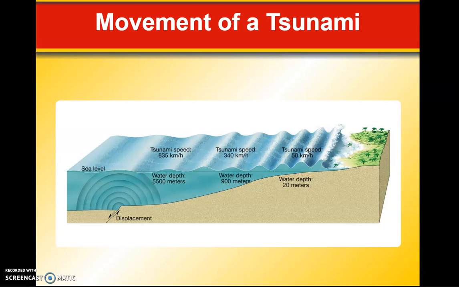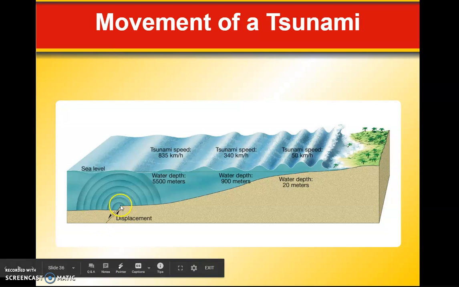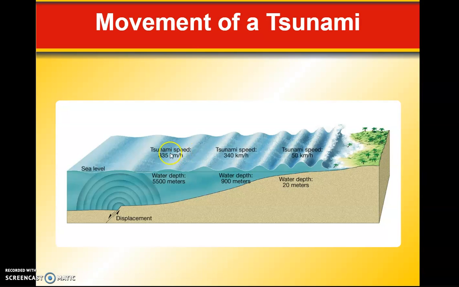Here we can see, and this is going to be on your worksheet as well, the displacement occurring and then the waves traveling out. Out here, the tsunami is traveling very, very quickly because there's not a lot of anything to slow it down. There's not a lot of friction. As the water starts getting shallower, as we get closer to shore, the tsunamis are going to lose speed because that friction from the bottom of the ocean is going to slow it down. But when that happens, the wave height will actually increase, so that amplitude.